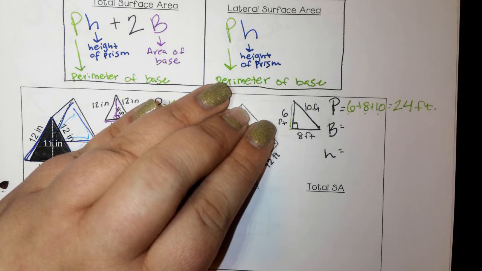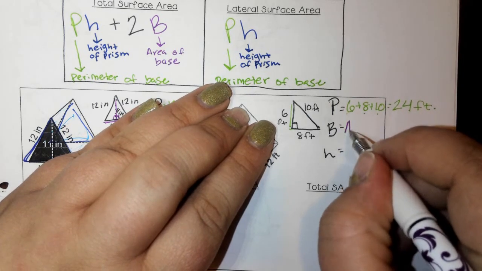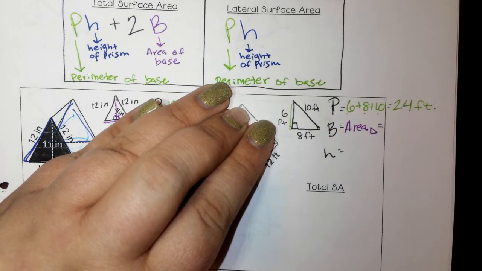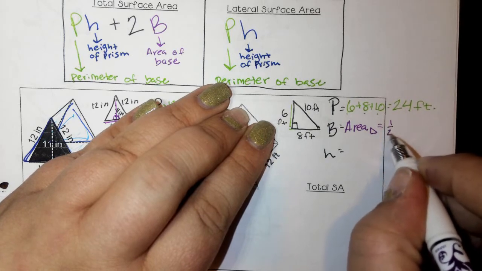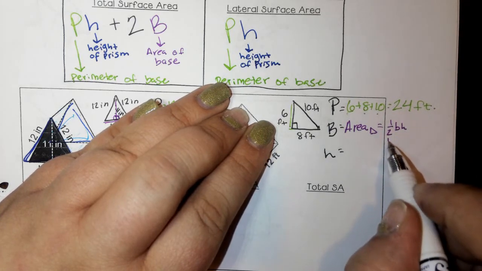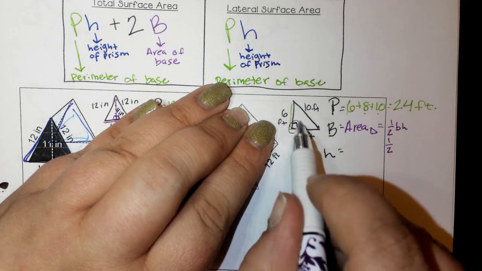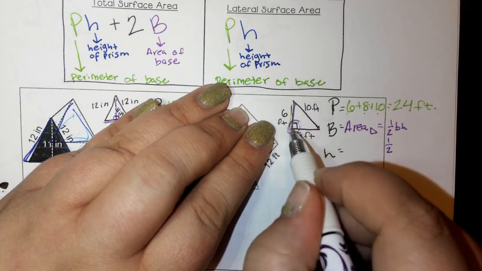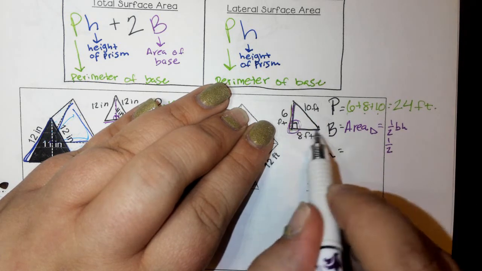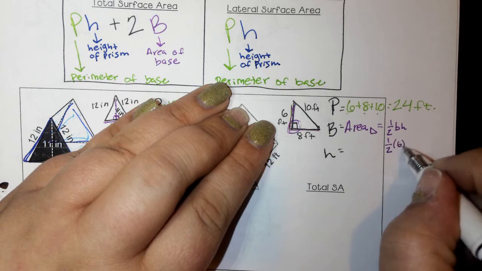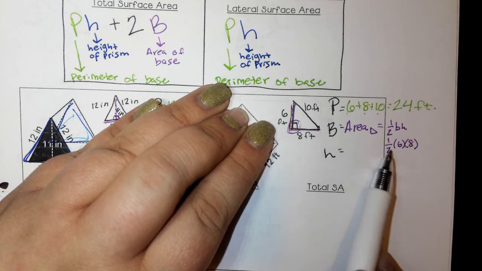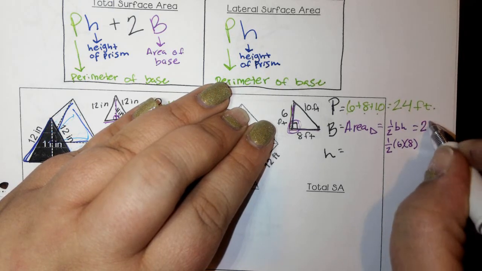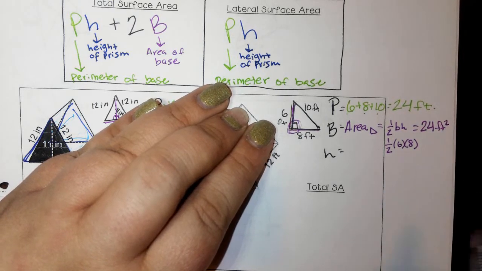Now the area of the base, capital B stands for area of the base, and the base is a triangle. How do we find the area of a triangle? We're using the formula 1/2 BH. Base and height must make a 90-degree angle. So the lengths that form the 90-degree angle are 6 and 8. So 1/2 times 6 times 8. Half of 6 is 3. 3 times 8 is 24. This is an area, so feet are squared.